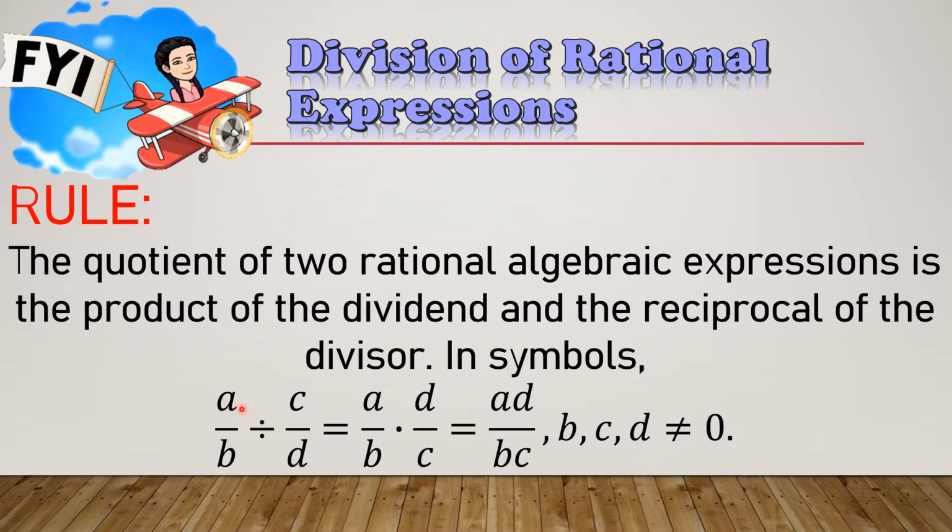In symbols, we have A over B divided by C over D, which is equal to A over B times D over C. So, kung mapapansin ninyo, ang divisor natin, kinuha ang reciprocal. Then, ang division naging multiplication. Then, A times D is AD and B times C is BC, where B, C, D are not equal to 0.